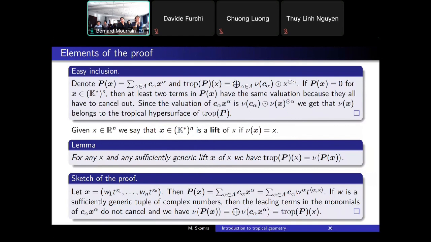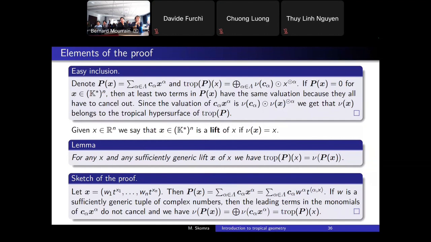So the proof here starts with a small lemma, saying that if I have any x and any sufficiently generic lift of x, then tropicalization commutes with valuation. Right? So the valuation of P of x is the same as the tropical polynomial of the valuation.